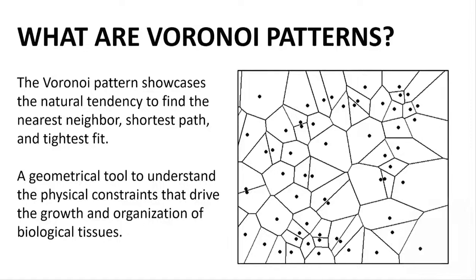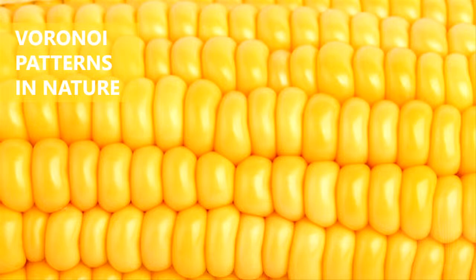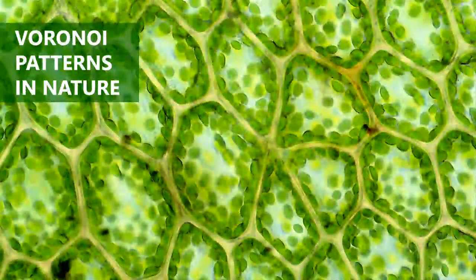So these patterns showcase a natural tendency to find the nearest neighbor or shortest path and the tightest fit. It's a geometrical tool to understand the physical constraints that drive the growth and organization of biological tissues, in one instance. So kernels and how they grow on a corn cob. They start off small, but as they grow, they will eventually develop this shape, and it's trying to get the tightest fit. That's why we can describe the way these kernels look by Voronoi patterns.